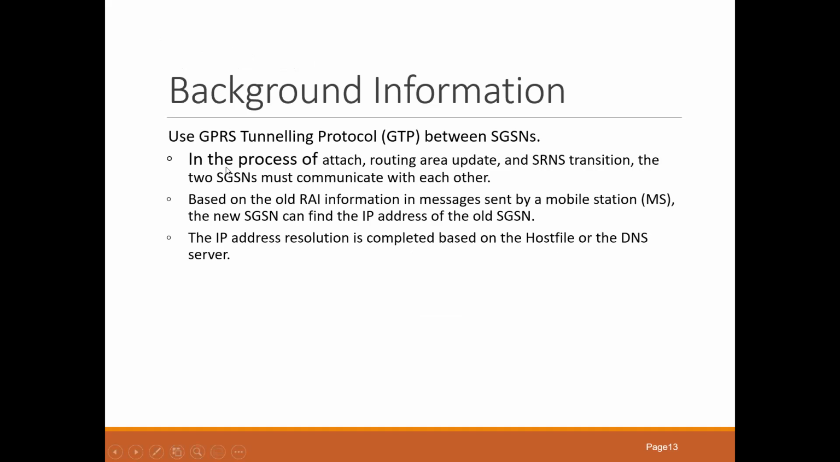Okay, so this process happens in attach, and in routing area update and SRNS transition. The two SGSNs need to communicate with each other, and this is based on the old routing area. The old routing area ID basically corresponds to the SGSN IP address, so this needs to be configured against the new SGSN IP address. And the IP address resolution is completed based on the host file or the DNS. Usually it is done based on your host file, the IP for DNS index. Other than that, you can also add these entries in the DNS as well.